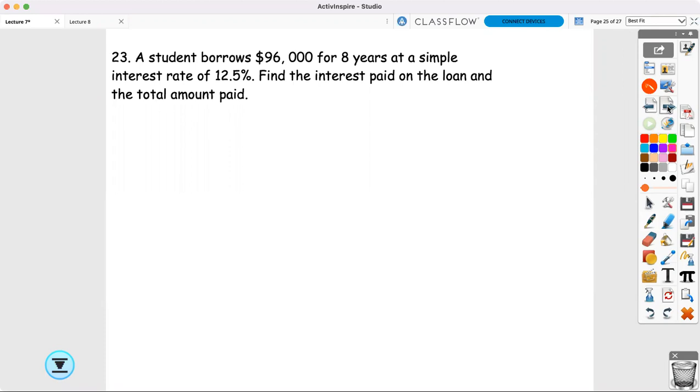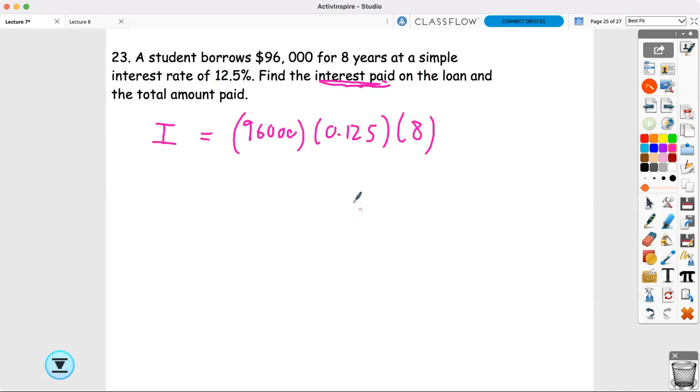All right, take a look at number 23. A student borrows 96,000 for 8 years at a simple interest rate of 12.5%. Find the interest paid on the loan and the total amount paid. So we have to find out how much interest she's gonna be paying. So we use the formula for I. The principal was 96,000. The interest rate was 0.125 or 12.5%. For 8 years, she paid this amount.